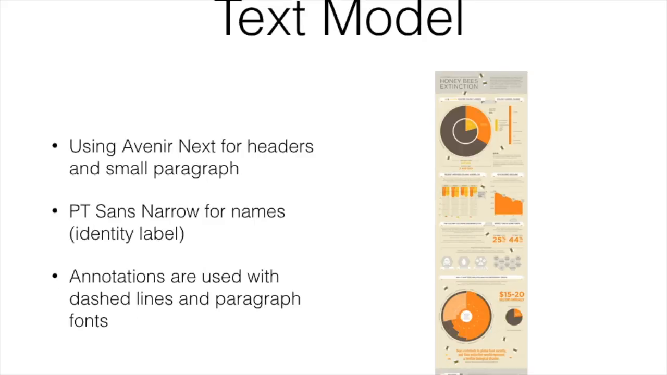And then for my text model, once again, I used the same fonts in the same areas. The names were my identity labels here. And then I also added annotations, and I did these by drawing the dashed lines that you could see on the frog in my infographic to point to my object and then the annotated text.